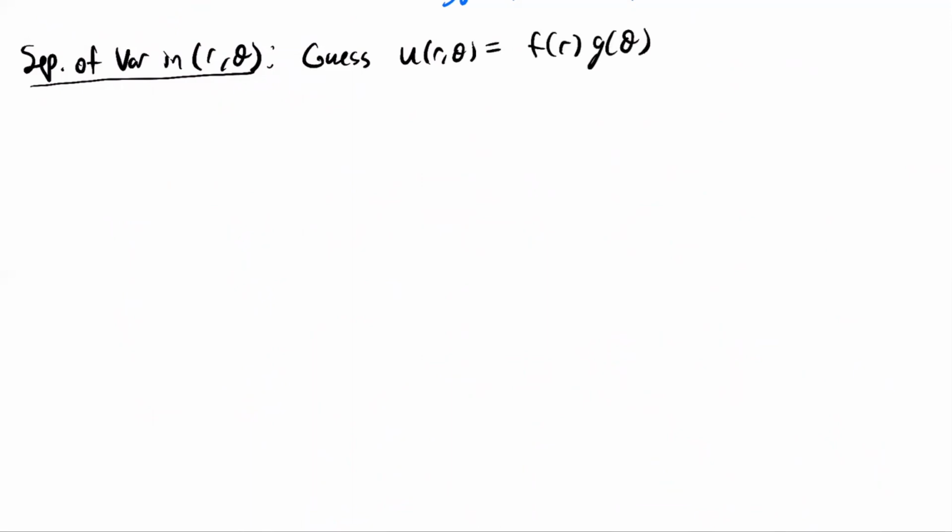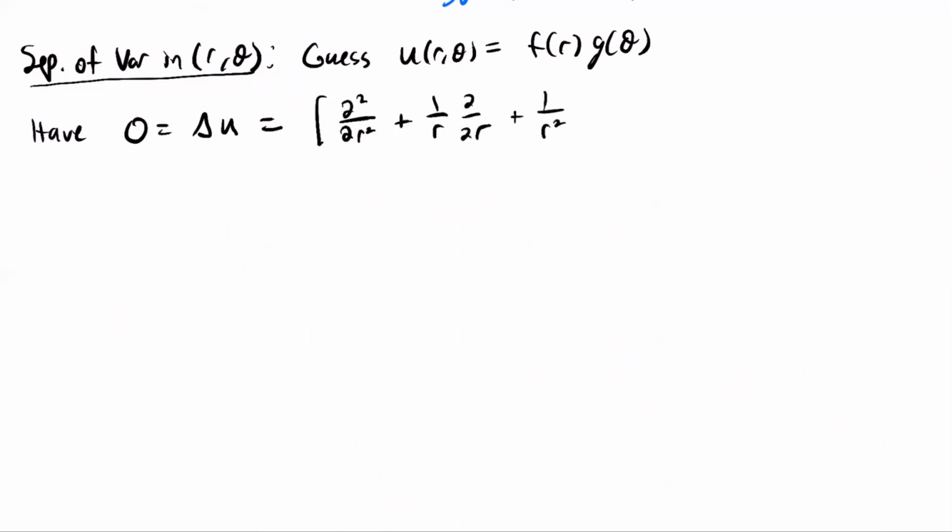Well, we have 0 is equal to the Laplacian of u. Remember the Laplacian in polar coordinates takes the following form: I have the second derivative with respect to r, plus 1 over r times the first derivative with respect to r, and then finally plus 1 over r squared times the second derivative with respect to theta. So if I guess that my function u has this form, I can write Laplace's equation in this manner.